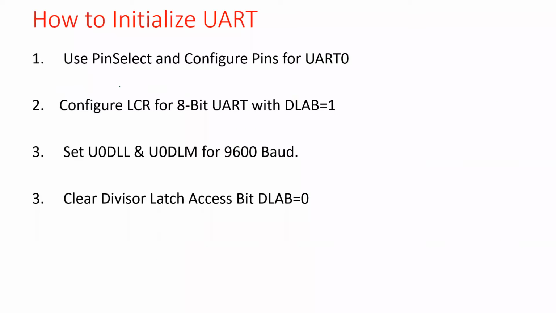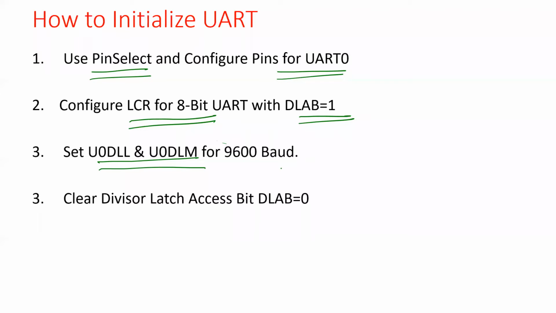First, we have to configure the pin select to configure the pins as UART, so we use pin select 0. Later, you have to write the value for 8-bit UART communication to the line control register with the DLAB bit as 1. Later on, load the values of UART0 DLL and DLM with suitable values for 9600 baud. Later on, clear the DLAB bit. Why do we have to clear the DLAB bit? If you don't clear the DLAB bit, later on you cannot access critical registers like the transmit and receive registers. So that is the thing.